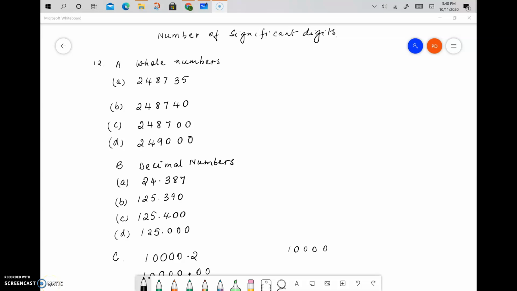In this problem, we're going to look at several numbers and determine the number of significant digits in each number. So let's look at whole numbers first.